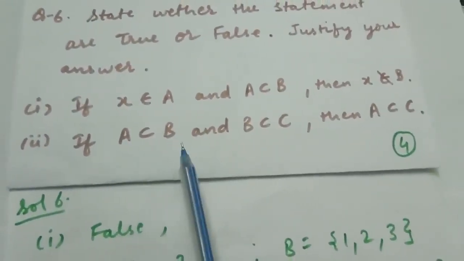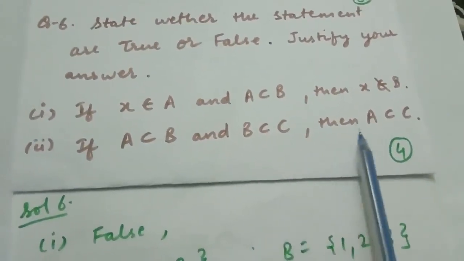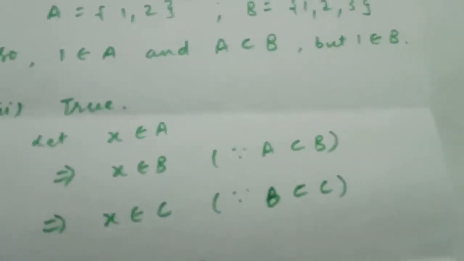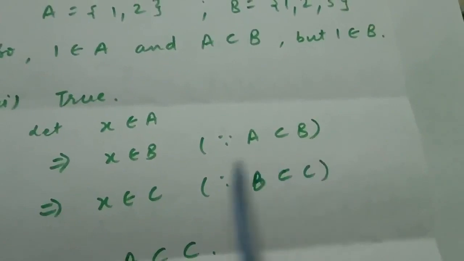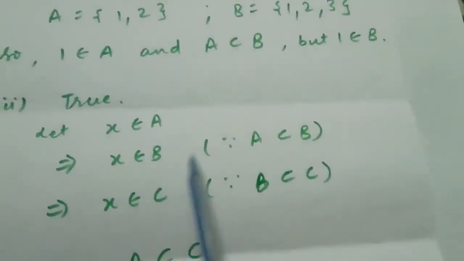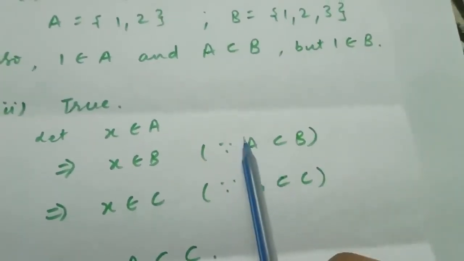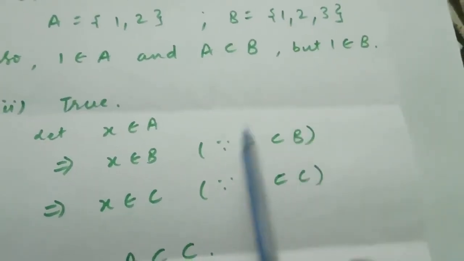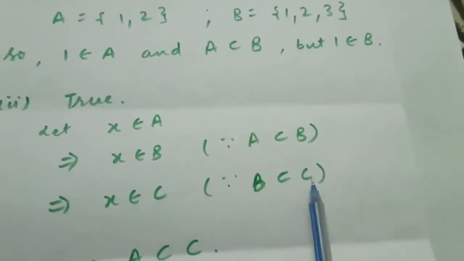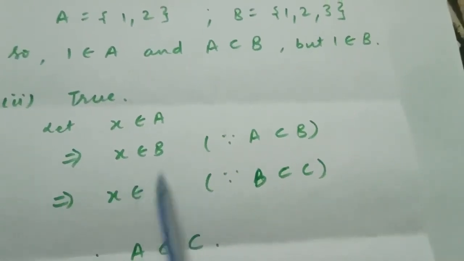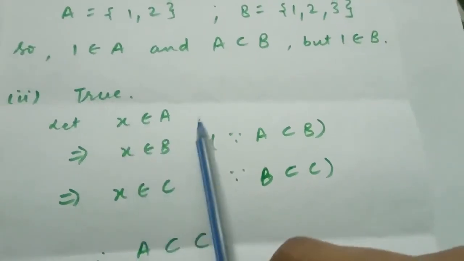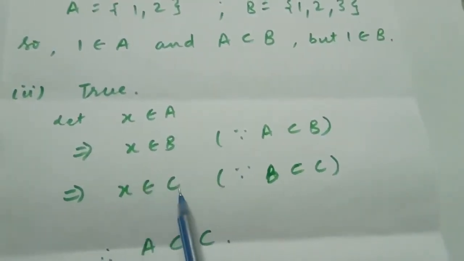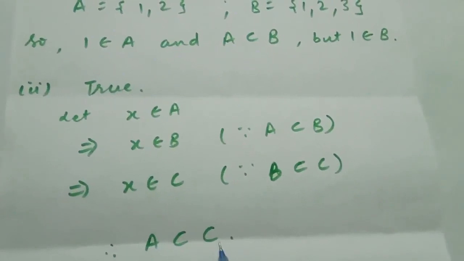Second is, if A is a subset of B and B is a subset of C, then A is a subset of C. It is true because let x belong to A. Now A is a subset of B. Therefore, it implies that x belongs to B because all the elements which are present in A will be in B. And also, it is given that B is a subset of C. So, if x belongs to B, it implies that x belongs to C. We have started from x belongs to A and we have shown that x belongs to C. Therefore, A is a subset of C.